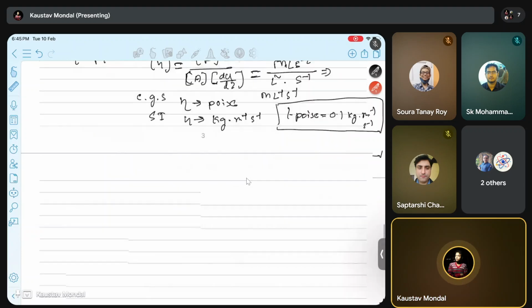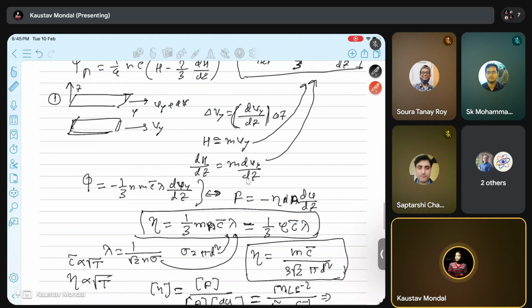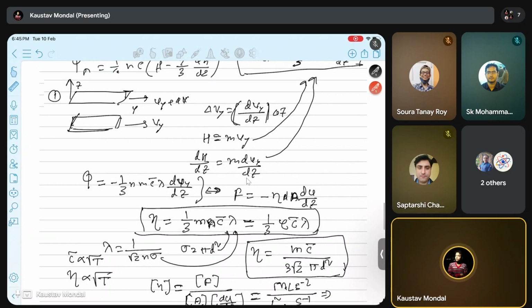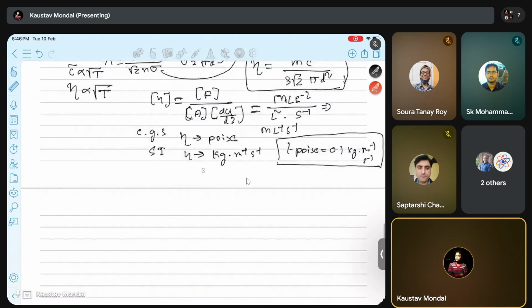Yeah, so similarly, the next thing is, here we have discussed the gradient of momentum or force that causes the velocity difference between two layers. So in that case we have taken the physical quantity as the momentum. Next, we can take the physical quantity as the heat.